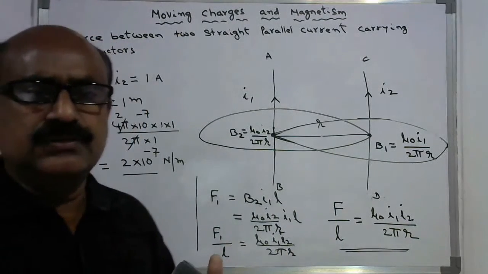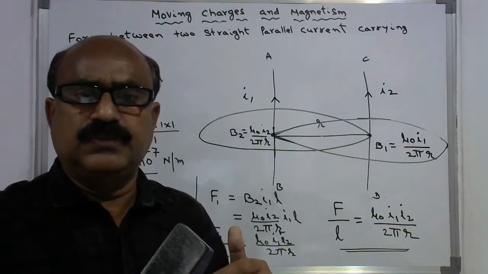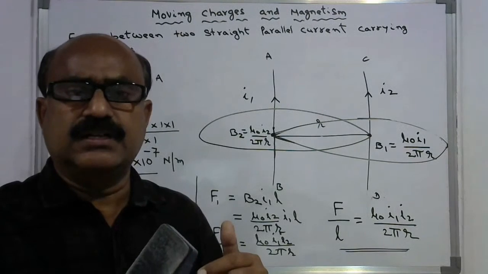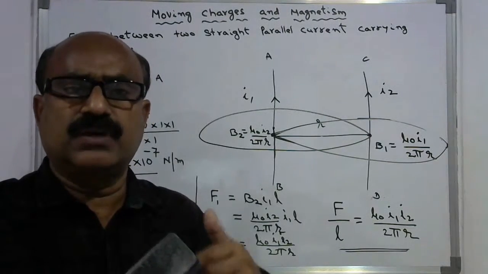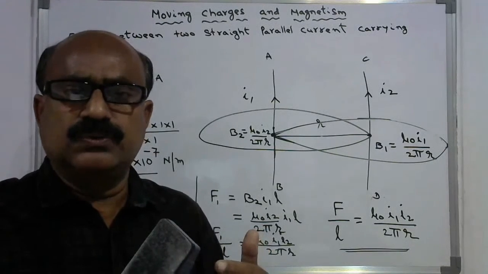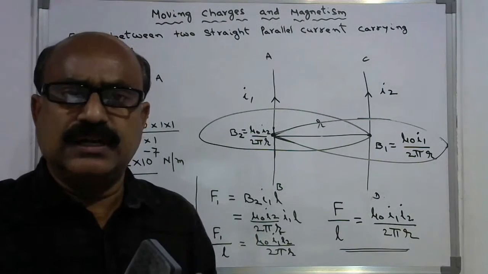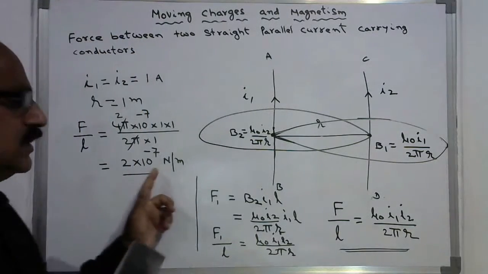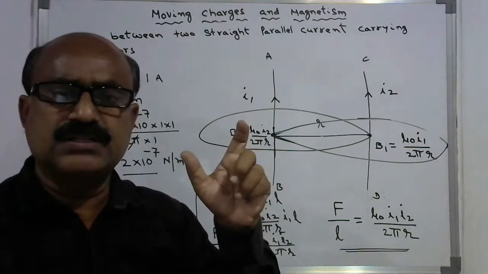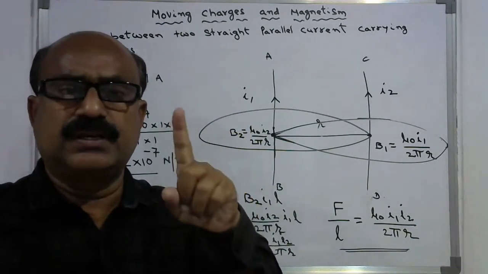So we can also define it as the current required between two parallel conductors, when they are separated by a distance of 1 meter, to either attract or repel with a force per unit length of 2 into 10 power minus 7 Newton per meter. Then the current passing through those conductors is called 1 ampere.